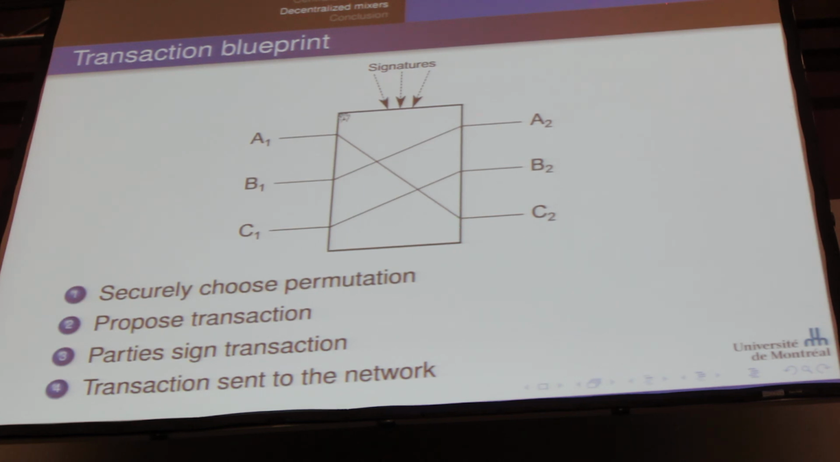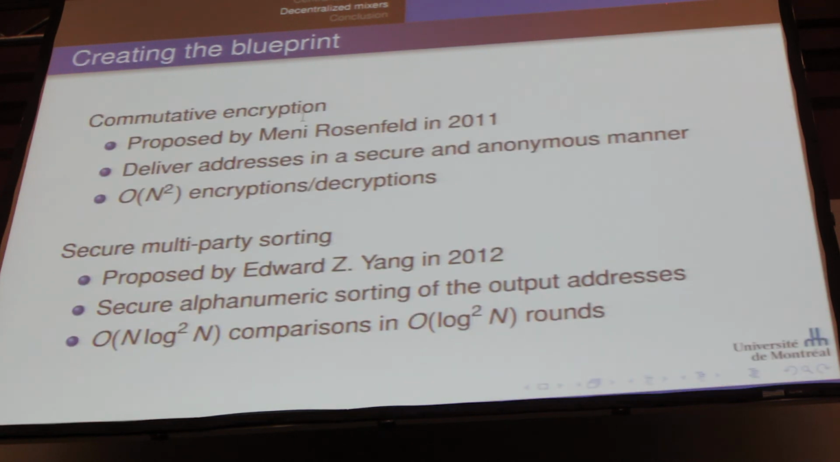Now the hard part is how to build this permutation in a secure manner. And there are two ways that have been proposed before. The first one was by Manny Rosenfeld, a computer science professor, and he called it CommuteMix. He used commutative encryption.